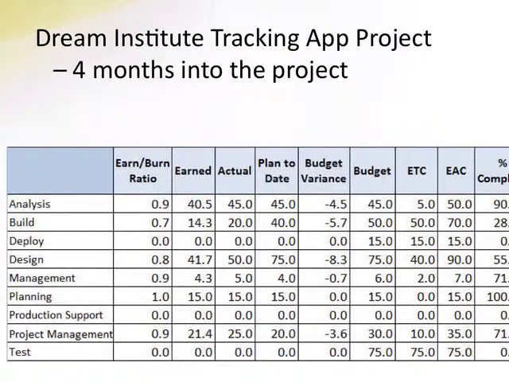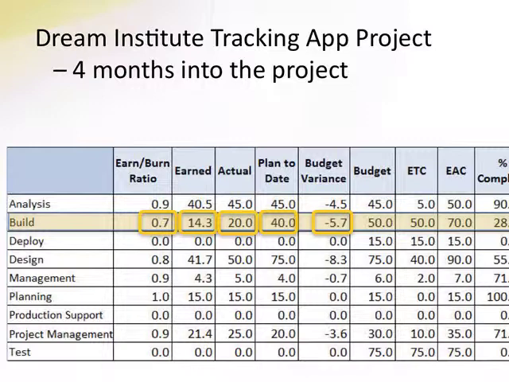The Dream Institute Tracking App project has now completed its 4th month. We can see that several of the earn-burn ratios are below 1, indicating that it's taking longer to accomplish the work than was planned. Let's look at the build activity. The earn-burn ratio is fairly low. If we look at actuals versus plan to date, we see that only half the time that was expected has been spent. In addition, we see that earned is lower than actual, which indicates that for the time spent, they've not accomplished as much as was expected.